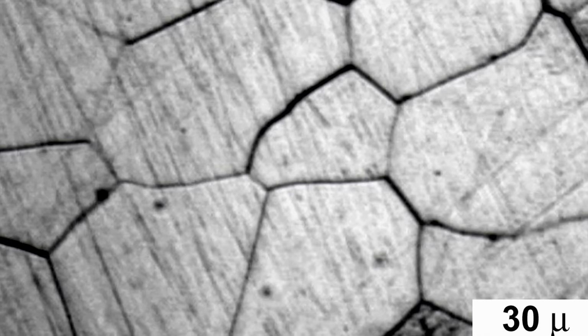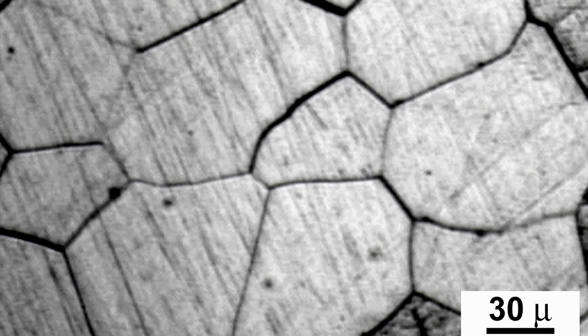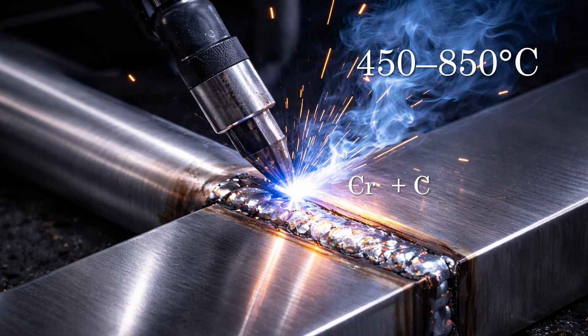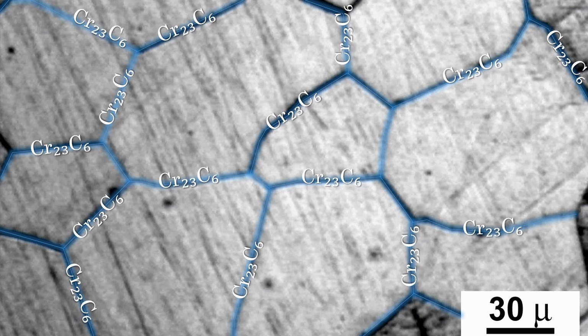Now, stainless steel or any other metal is made of many small grains. Where two grains meet, we have a grain boundary, and these boundaries are the most reactive parts of the metal. During welding, the stainless steel can reach around 450 to 850 degrees Celsius. In this range, the chromium in stainless steel reacts with the carbon and forms chromium carbide at the grain boundaries.